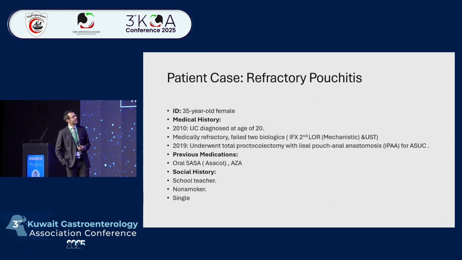In 2019, she was admitted with acute severe ulcerative colitis, was refractory to steroids, and back then the decision was that she had to have a colectomy. And she had a colectomy, and then she had a pouch, IPAA.